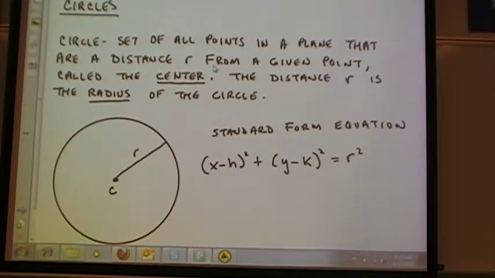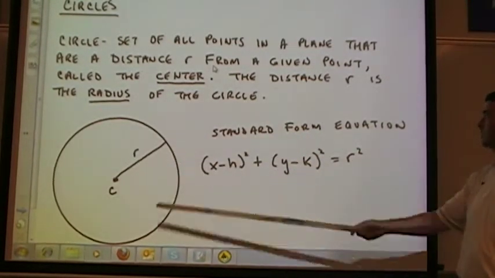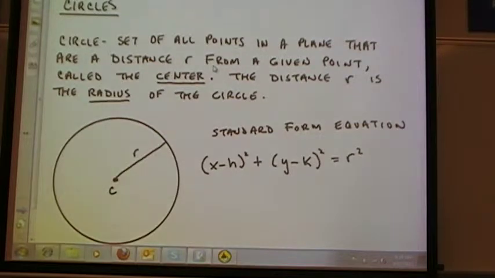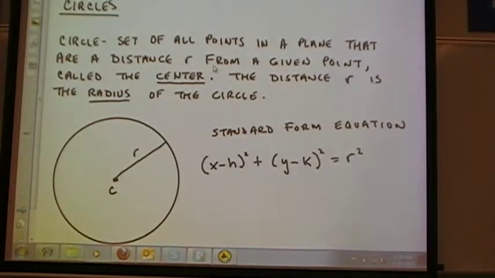Alright, so we got circles. You're writing down the definition of a circle. It's the set of all points in a plane that are a distance r from a given point, and you'll see down here that r is your radius. The given point is called the center. C is my center, r is my radius. So one more time, a circle is a set of all points in a plane that are a distance r from a given point called the center.